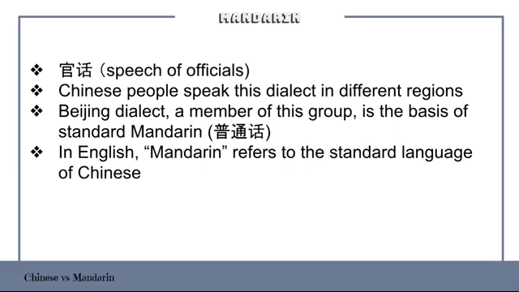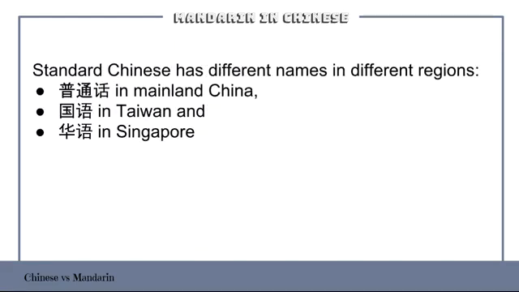So Mandarin is Guanhua, which is the speech of officials. And Chinese people speak this dialect in different, very widespread regions. The Beijing dialect is a member of this group, and is the basis of Standard Mandarin. And Standard Mandarin is also called 普通话. So in English, Mandarin refers to the standard language of Chinese. Well, it is the speech of officials anyway.